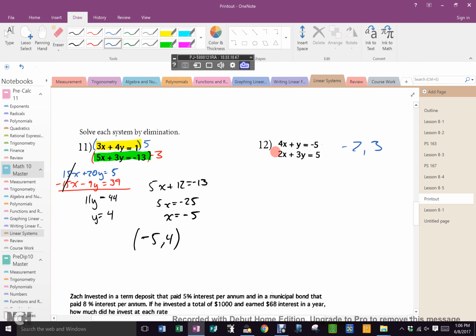What's 4 times negative 2? Negative 8 plus 3 is negative 5. Good. What's 2 times negative 2? Negative 4. Negative 4 plus 9 is positive 5. Good. Everybody feeling good? All right.